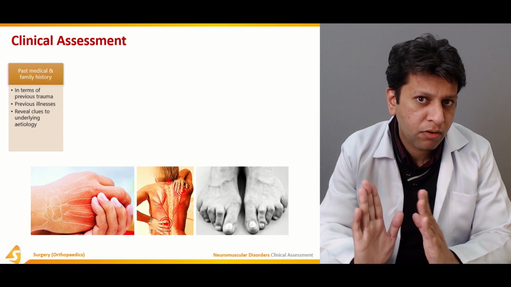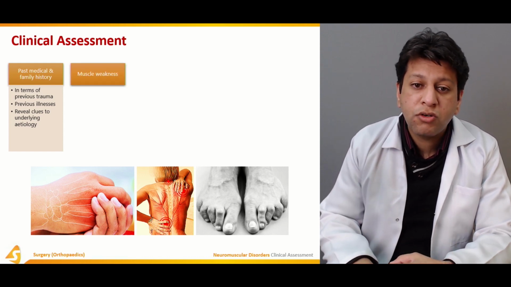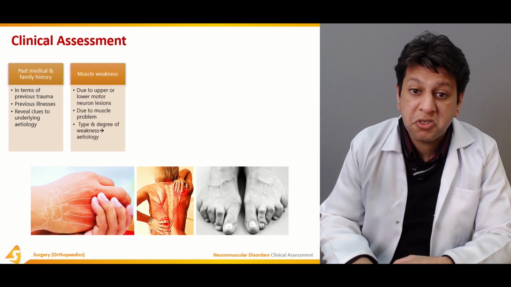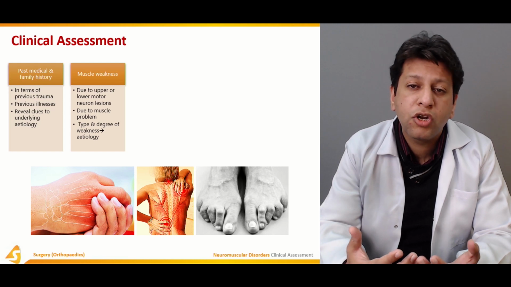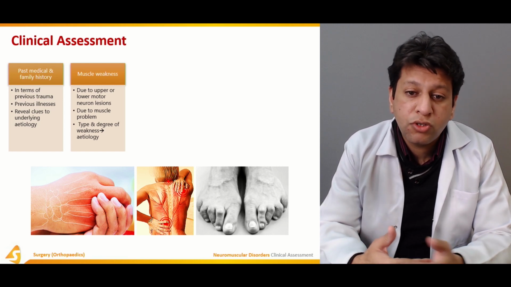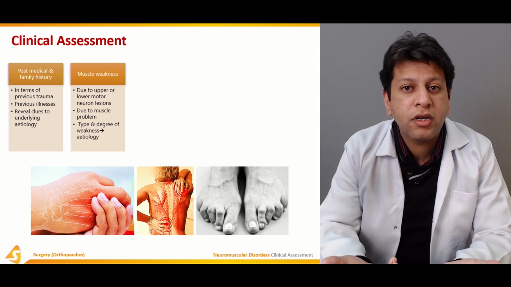Probably you should be thinking of Guillain-Barré syndrome. Then the next thing to look for is muscle weakness, which could be due to flaccid muscle paralysis or spastic muscle paralysis, usually due to an upper or lower motor neuron lesion. It may be due to a muscle problem in itself.